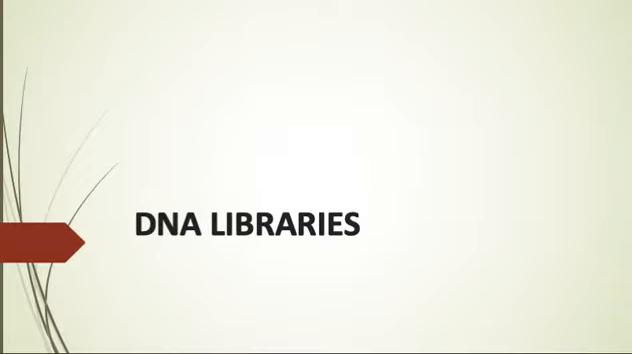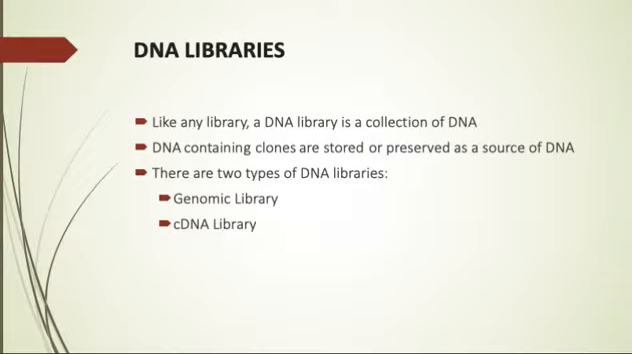that is DNA libraries. Okay, so a DNA library is like any library where you go and see a collection of books, but here you have a collection of DNAs. The DNA-containing clones are stored or preserved as a source of DNA. There are two main types of DNA libraries: the genomic library and the cDNA library.